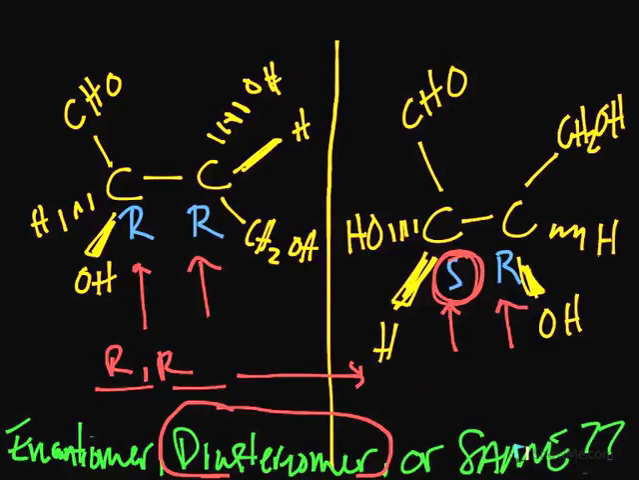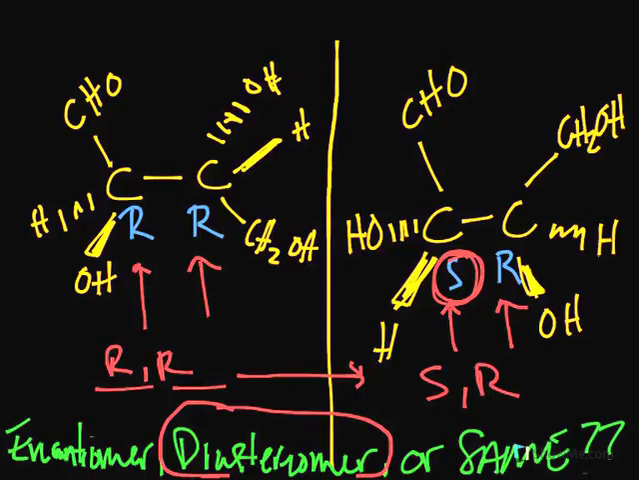So go ahead and erase that. Let's go back to our original scenario. This is R and S. Excuse me, S and R. Because only one of our chiral centers is changed, that means that this is a diastereomer. In order for this to have been an enantiomer, you would have needed to get S and S. So it would have had to go from RR to SS. That's the only way you could have had an enantiomer. But because only one of the chiral centers changed, it's a diastereomer.